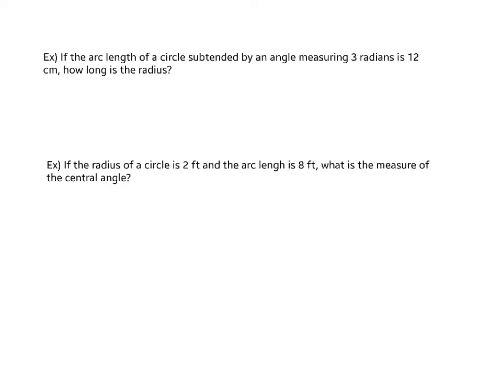Okay, so what we're going to do is look at the question and figure out what formula do we need, what variables do we know the value of, and what variable are we solving for. So as I read this critically, they tell me the arc length of the circle is 12 centimeters. The arc length is subtended by an angle that measures 3 radians. The fact that that's radians is important because now we know which formula we need to use. And my unknown is the radius.